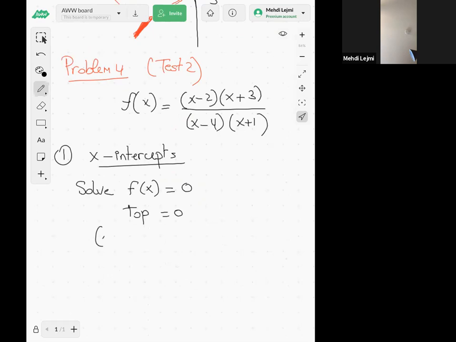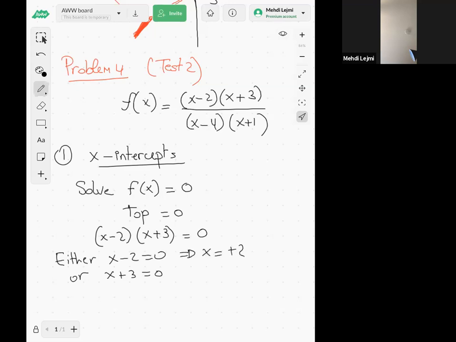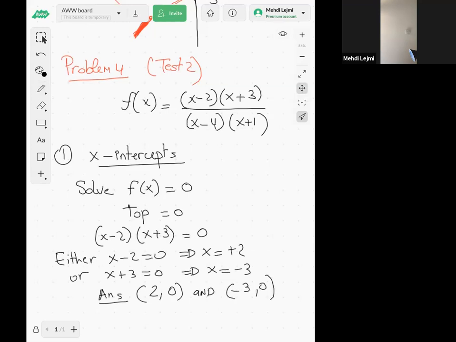It means the x minus 2 times x plus 3 is 0. So then either the x minus 2 is 0, or the x plus 3 is 0. So this is x is positive 2, and this is x is negative 3. So the answer is 2 and negative 3. All right, that's for the x-intercept.